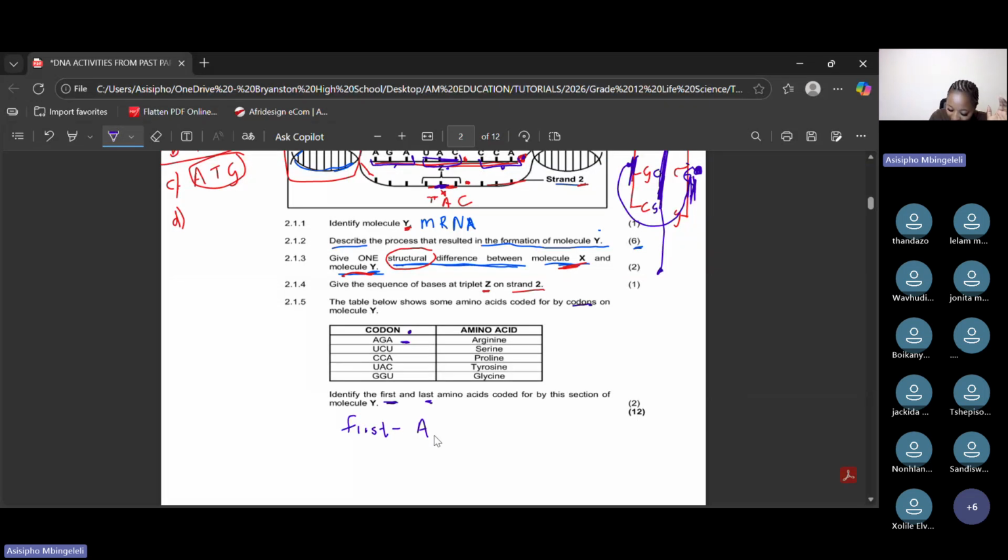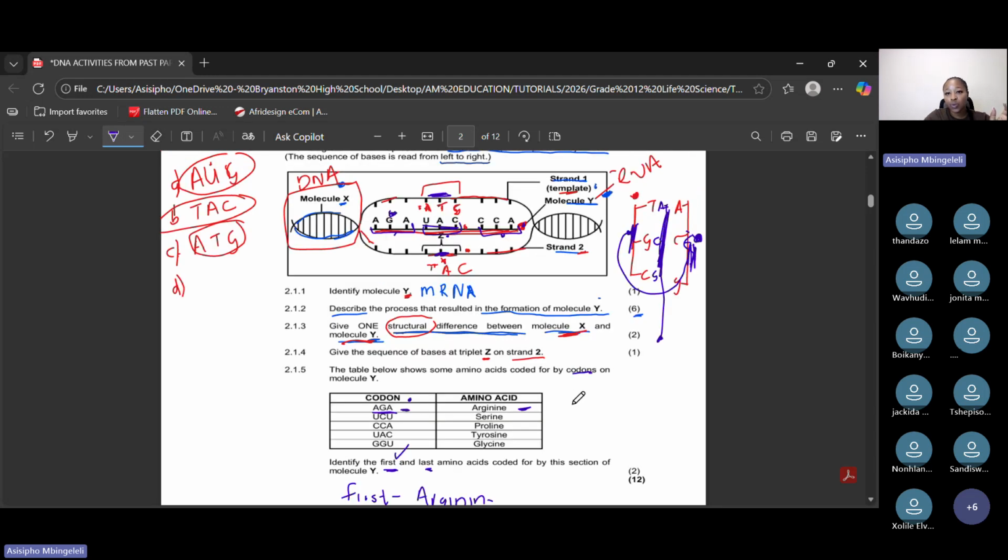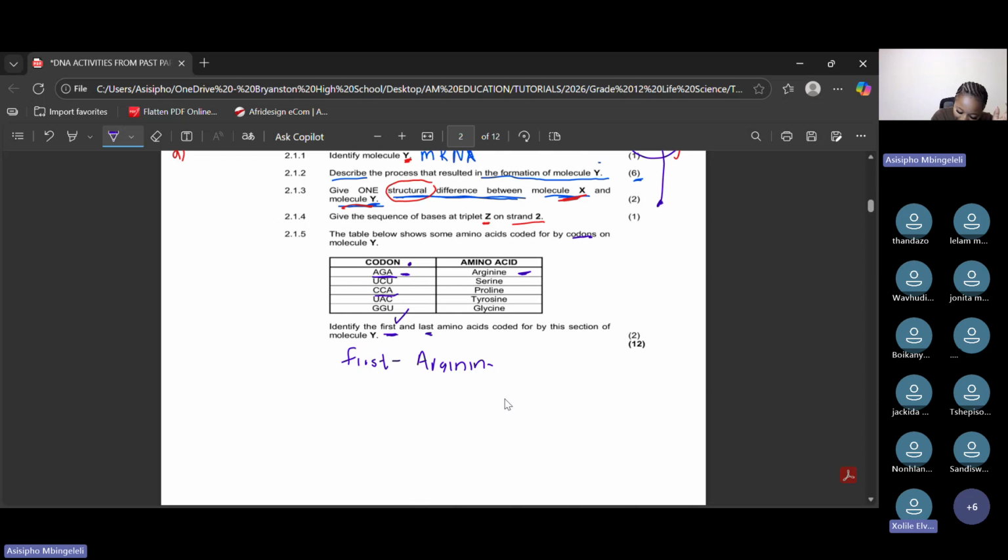Where am I getting this arginine? There it is. I'm not getting it anywhere else but the table, because it's the one that is coding for AGA. Then that means we are done with the first amino acid. Let's look for the last amino acid. You go back to your molecule Y, CCA. You then look for CCA on the table. There is CCA. What's the name of the amino acid? Proline. You then write last, proline. Thank you. There you go, guys.